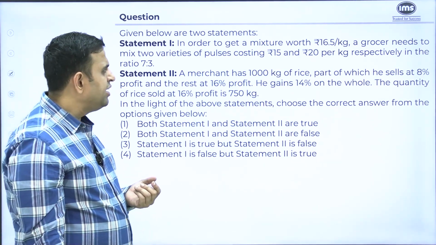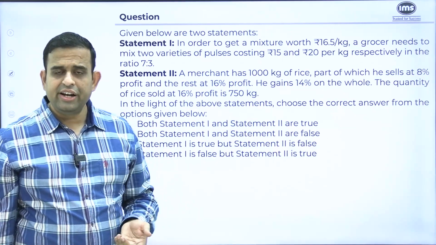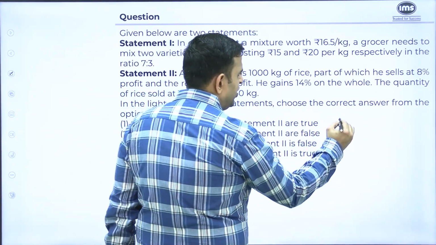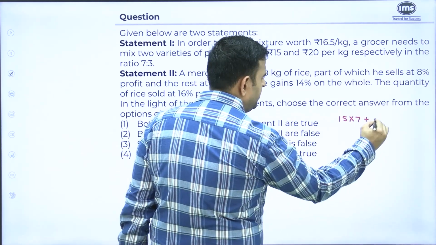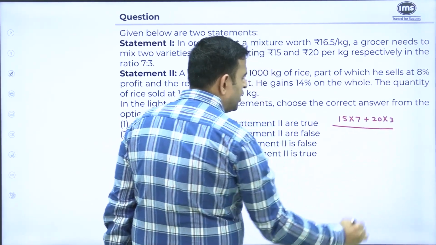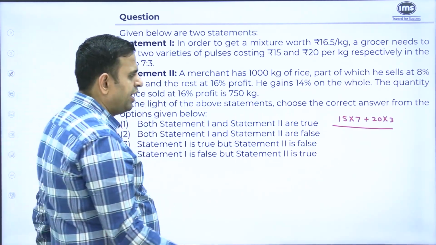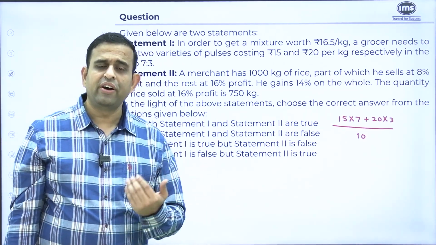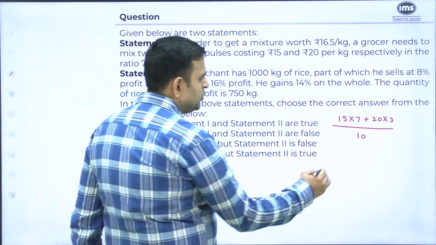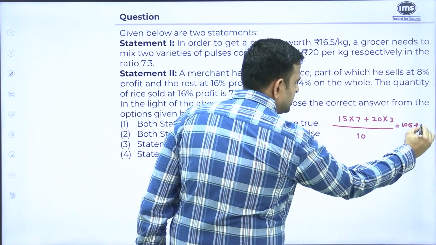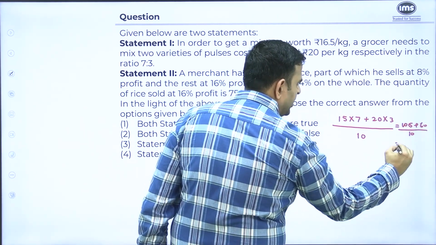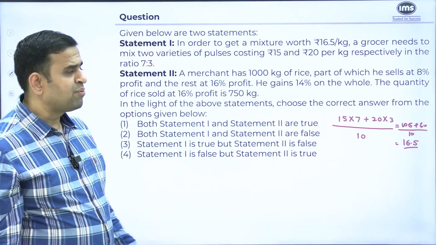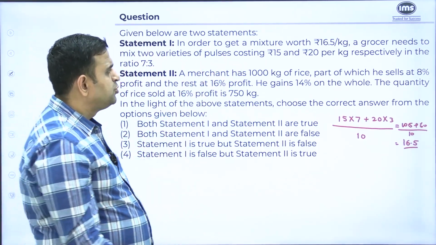And what I can say is that, fine, suppose I take 7 kg of the cheaper variety and, let's say, 3 kg of the costlier variety. In that particular case the total amount, one can say, will be equal to 15 into 7 plus 20 into 3, and the total quantity is 7 plus 3, giving you 10. So we simply use the concept of weighted average, P1 into Q1 plus P2 into Q2 whole divided by Q1 plus Q2. In this particular case, this is 105 plus 60 divided by 10. So one gets 165 divided by 10, giving you 16.5. So the weighted average price happens to be 16.5 per kg, and this happens to be nothing but a true statement.